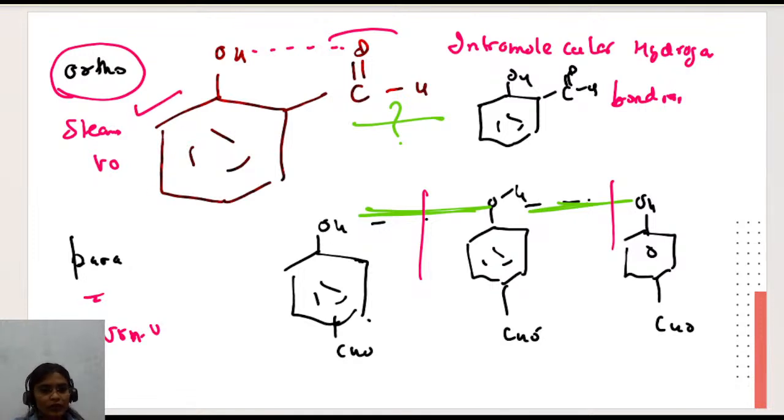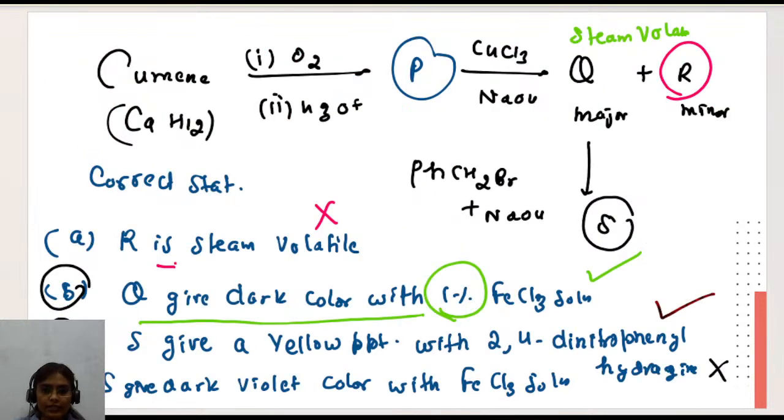Let me go back to the question part again. What is written here? Q is the major one, Q is the ortho one, right? And it's written that Q is like R is steam volatile. No, R is not steam volatile. Q is steam volatile. That's why option A is incorrect. Are you getting it now?